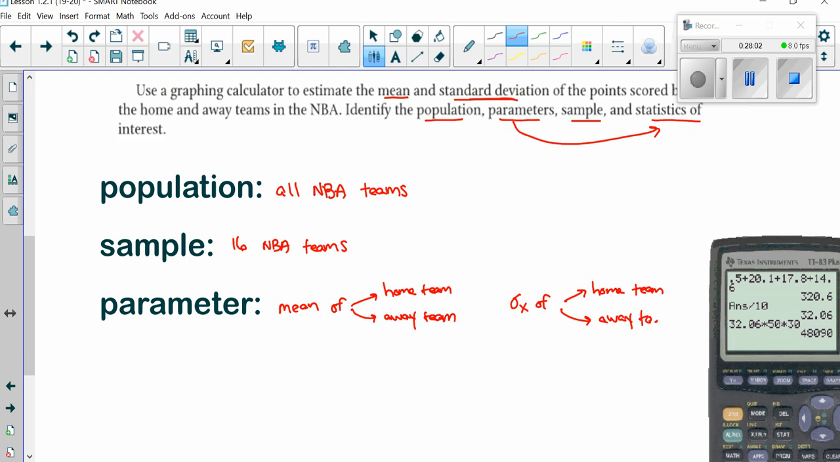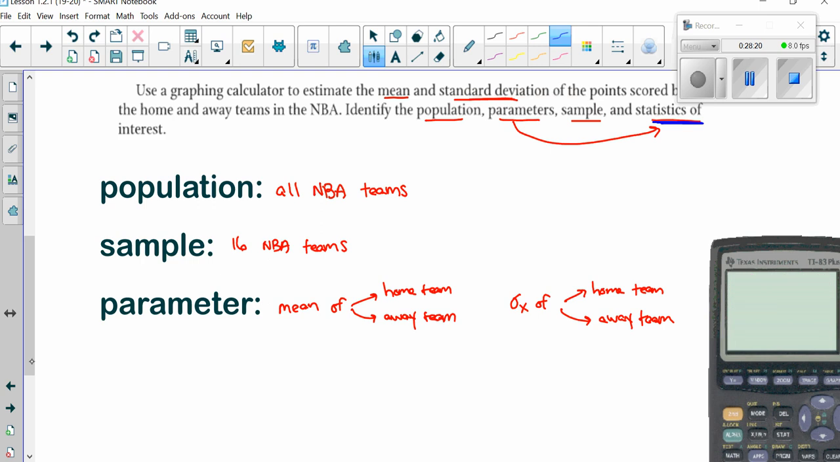So this question actually has a lot that we need to calculate. Again, the parameter is not the statistic of interest. You will not have numbers in here. The parameter is just describing what the question's asking for. The statistic of interest is then calculating what the parameter is describing.